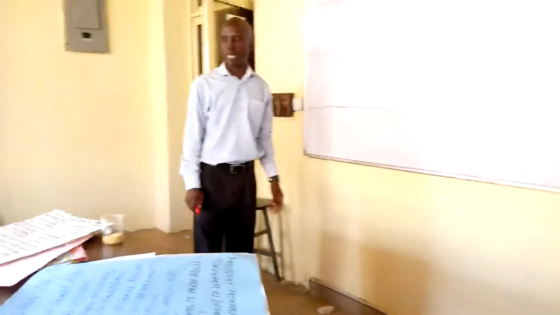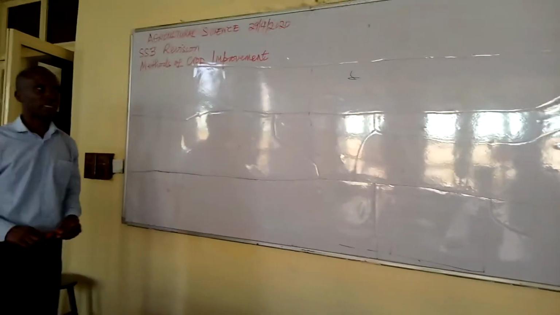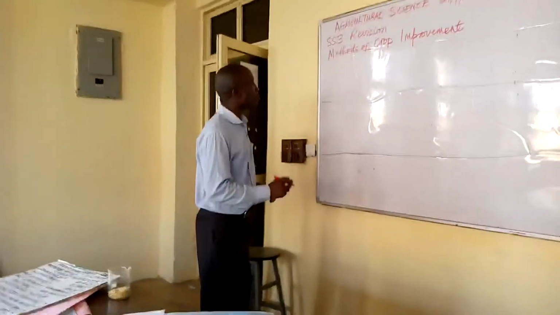So these are the aims of crop improvement, and these are some genetic terminologies that are used in crop improvement, and you have seen the methods of crop improvement. So that is where we're going to stop for the revision.